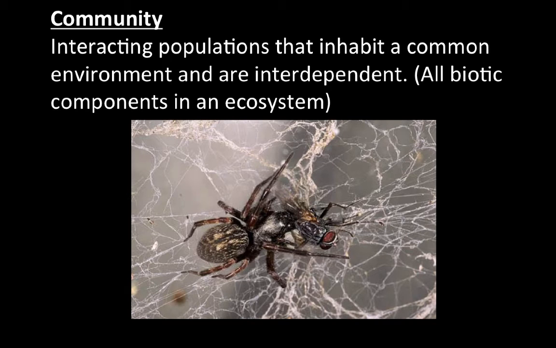A community would be the next key term. This is interacting populations that inhabit a common environment and are interdependent. This is all the biotic components in an ecosystem, excuse me. So just quite simply, all biotic, that's important. Those living things are all interacting with each other. So we have a spider and a fly. There's some predation being demonstrated here. However, those are just the biotic components interacting.